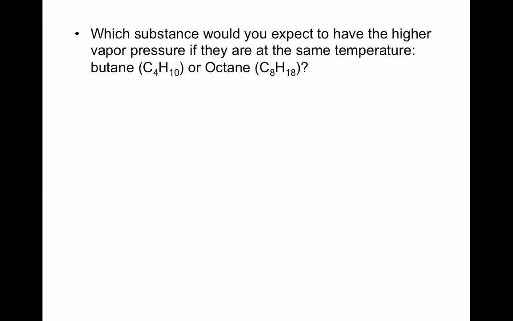All right, one more example. We want to know which of these substances, butane or octane, has a higher vapor pressure if they're at the same temperature. The relationship between intermolecular forces and vapor pressure is that stronger intermolecular forces give rise to lower vapor pressure. The vapor pressure is essentially a measure of how many of the molecules are able to get into the gas phase, and so the stronger the molecules are sticking together, the lower the vapor pressure will be.